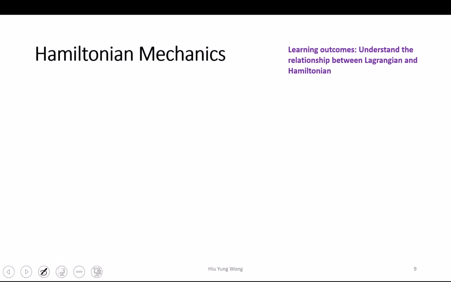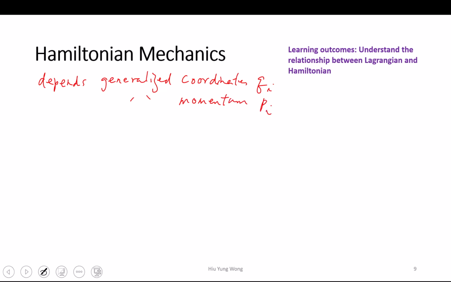In the Lagrangian, remember that it depends on generalized coordinates and generalized velocity, right? The Hamiltonian depends on generalized coordinates, the same, which is qi, but the generalized momentum, which is pi, instead of the velocity, which makes sense because there are some particles that do not have mass, like the light, right?